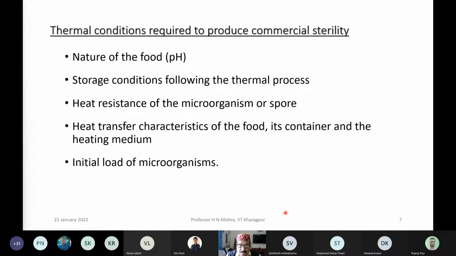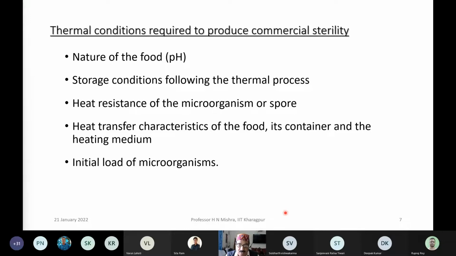So the thermal conditions required to produce commercial sterility depend upon the nature of the food, particularly the pH, the storage conditions following the thermal process, the heat resistance of the microorganisms or their spores, the heat transfer characteristics of the food, the container in which the food is packed and then heated, and the heating medium. What is the heating medium? Then, the initial load of the microorganisms.